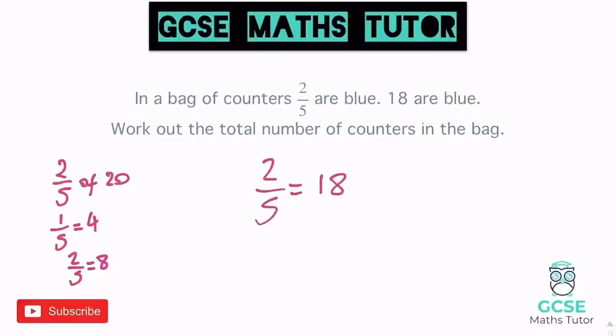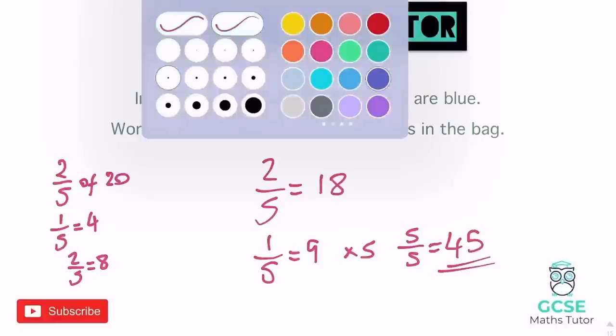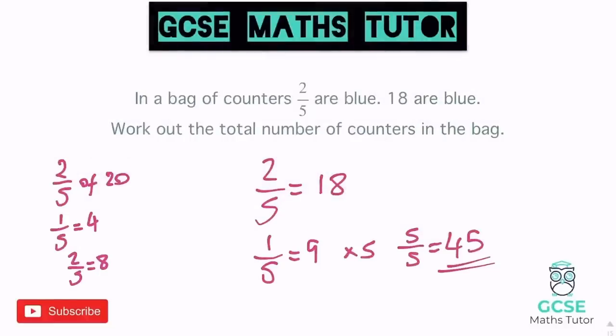So if I want to work out 1/5 in this scenario, I need to divide by the top this time, because that gives me 1/5, half of that, so 1/5 would be 9. And then to work out 5/5, the original amount, we could times that by 5. So times it by 5, and we would get 5/5 equaling 45 counters. There you go, so that's our scenario there. So slightly different the other way around, obviously, to working out a fraction of an amount.